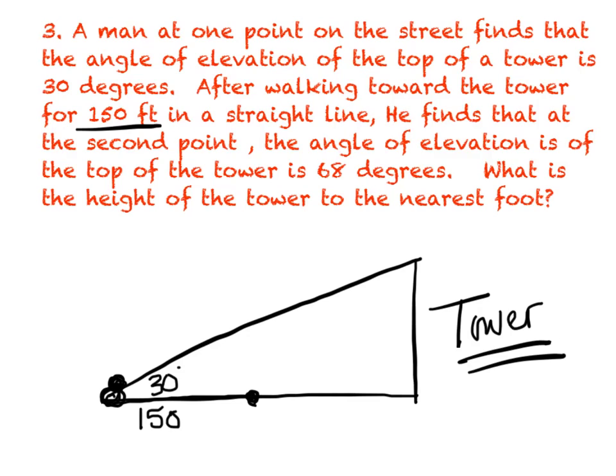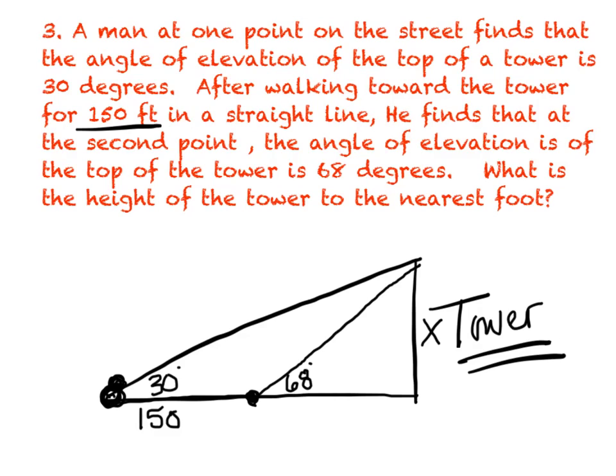On that straight line, he finds that at the second point, the angle of elevation is now 68 degrees. So he looks up to the tower again, and he's got to look higher. He's got to stretch his neck out a little more, so it should make sense that that angle's bigger. What is the height of the tower? So there's my x, to the nearest foot.